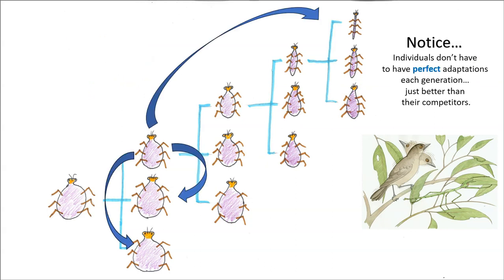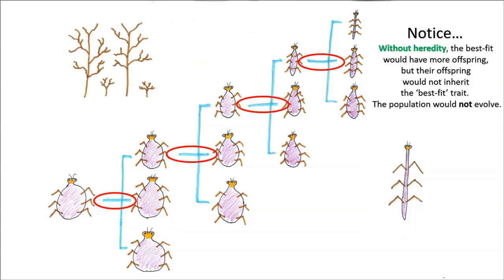So notice that individuals don't have to have perfect adaptations each generation, just better than their competitors. So at each generation in the past, it's not like they really were looking like a stick, but the individuals that had the thinnest bodies, they had the relative advantage. So you don't have to be perfect each generation, just better than everybody else.